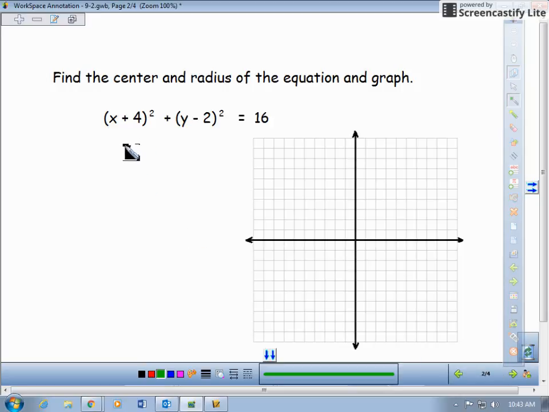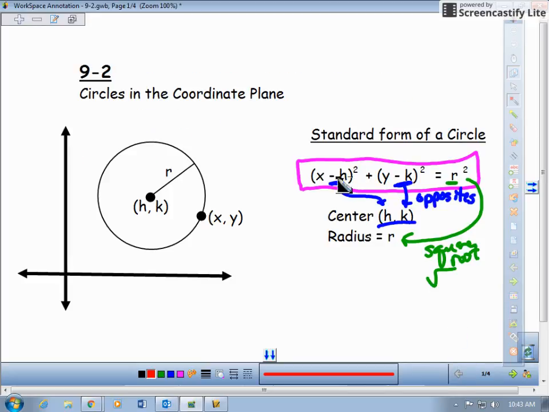The first one is (x + 4) squared plus (y - 2) squared equals 16. We want to find the center, we want to find the radius, and then we want to graph this equation. I'll show you how to graph this equation pretty easily, I hope. So first, let's find our center. Well, it's (h, k). Remember, h is here with our x. Our k is here with our y. Well, let's remember, h and k here are opposites.